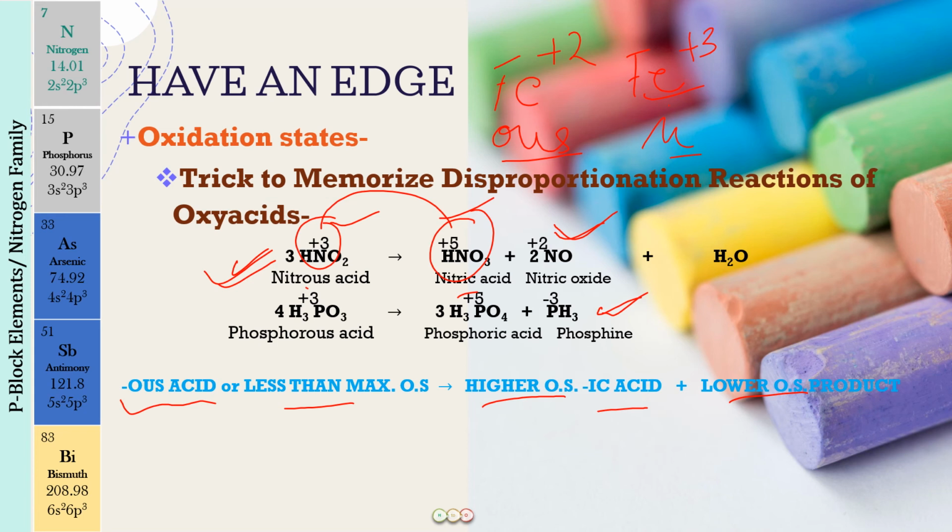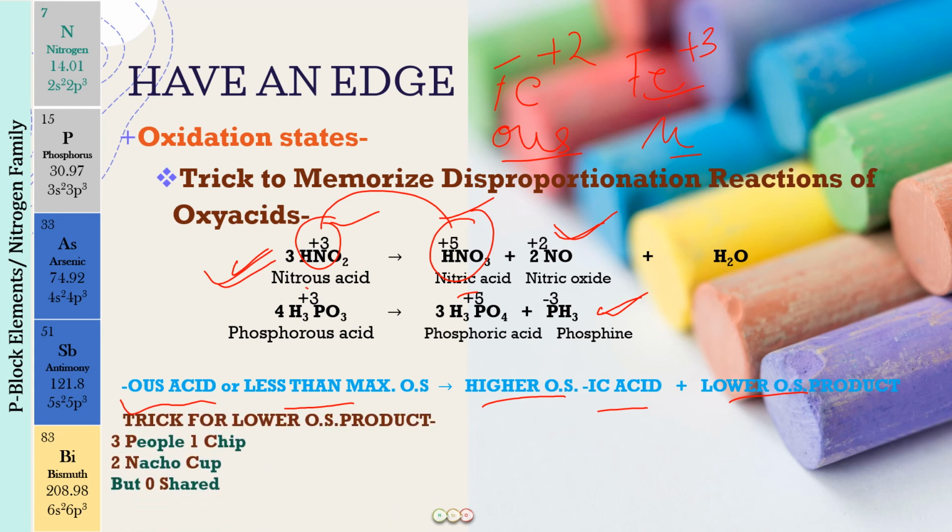That also I am giving you a trick to remember the lower oxidation product, and I have a mnemonic for that, so that you can remember that it will be +2 oxidation state for nitrogen. The mnemonic is: 3 people, 1 chip pack, 2 nacho cup, but 0 shared. Let me tell you what I mean by this. 3 people is going to be -3 for phosphorus, and 1 chip pack, 1 CH, is -1 for chlorine.